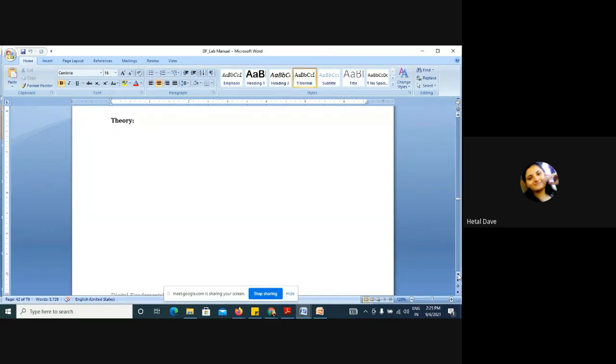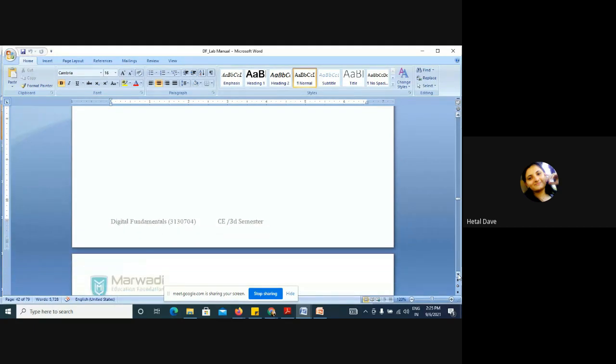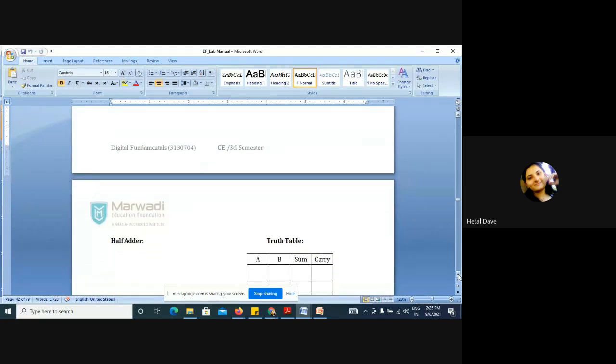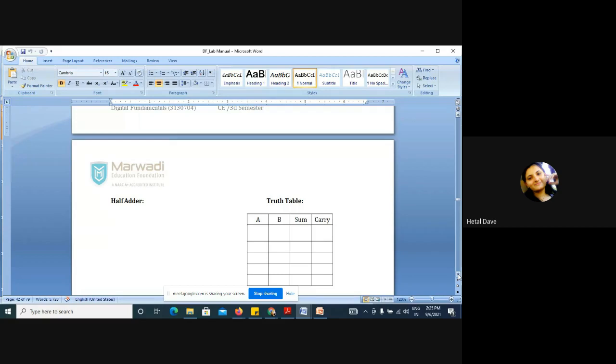Then over here you are given the truth table and the circuit. Now what will you do? As I told you, you will make the truth table and circuit in your book, in this lab only. After this, you will click a photo of your work done in your book. This photo should be pasted here, for half adder. Remove this truth table and paste your book work photo there. Fine.